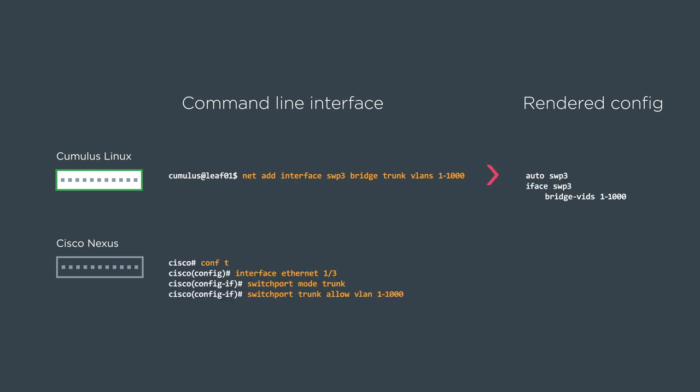With the Cisco device, I'm going to go into configure terminal, I'm going to go under Ethernet 1/3, and I'm going to use switchport mode trunk, and then I can filter if I desire, otherwise it's going to inherit all VLANs. And the rendered config looks like this.